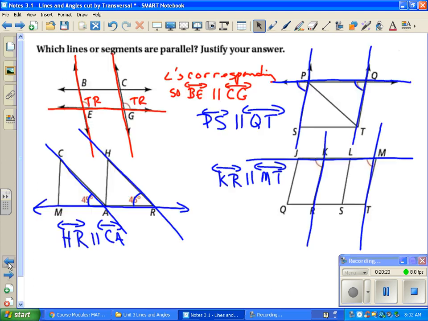Alright, that is the end of our lesson for 3.1, so now you can start your classwork.